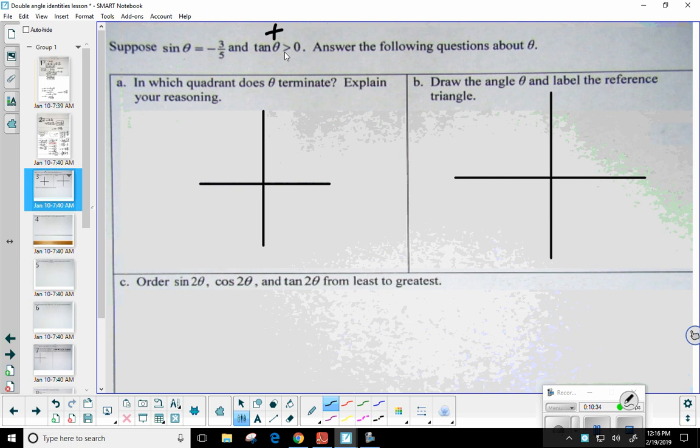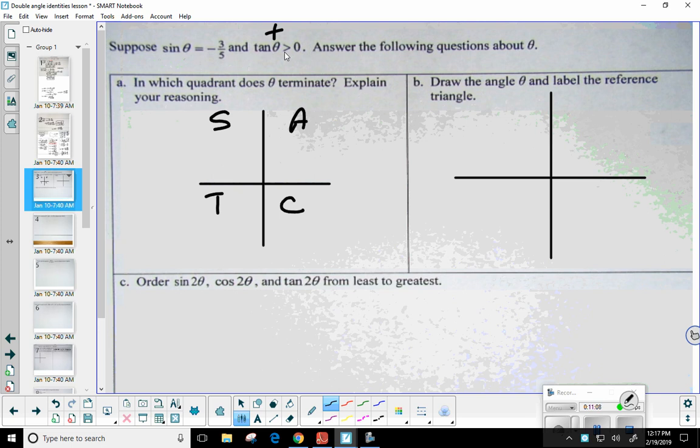So this one kind of sets it up in steps. A, in which quadrant does theta terminate? Explain your reasoning. Well, you remember, we've seen problems like this before where you have to choose the quadrant based on the sign of your trig functions. What was that sentence that I gave you that helped you remember that? Yeah, all students take calculus. So A, all 6 of them are positive in quadrant 1. Students, sine and cosecant, take, so tangent and cotangent, calculus, cosine and secant.